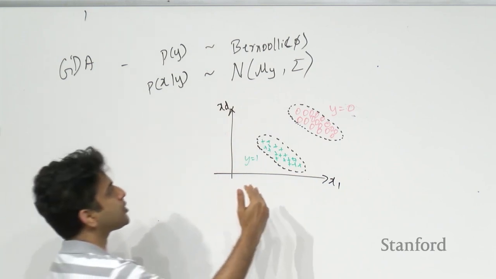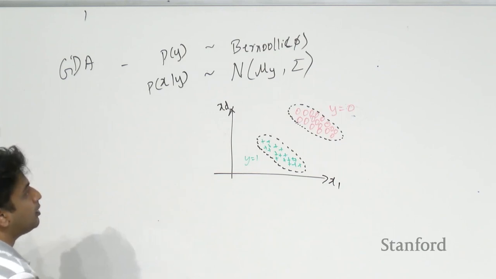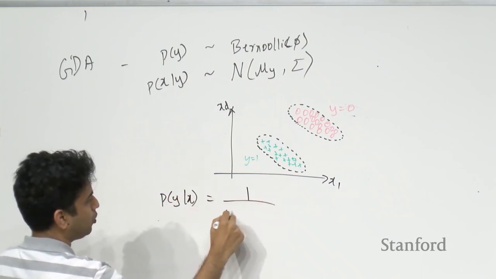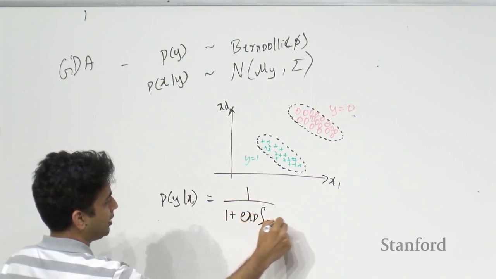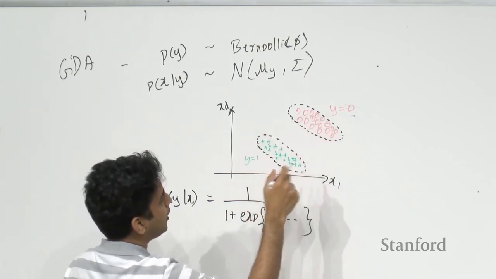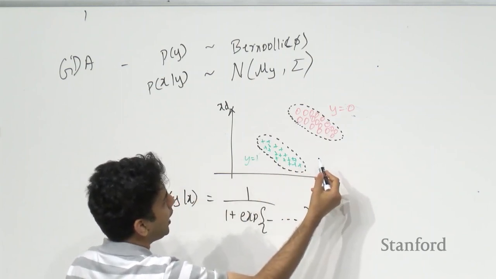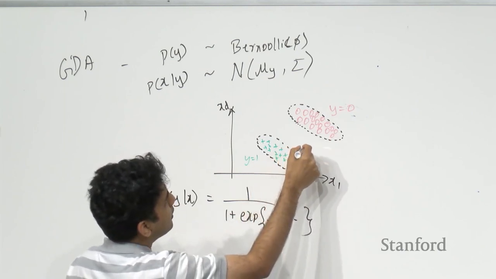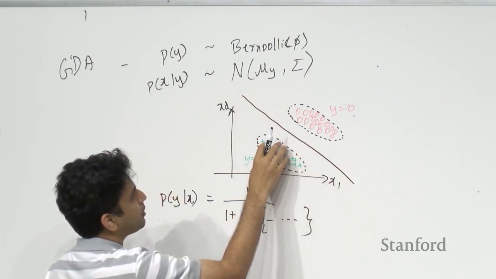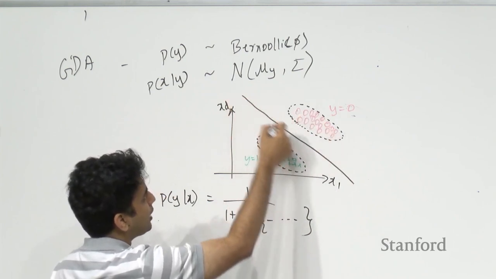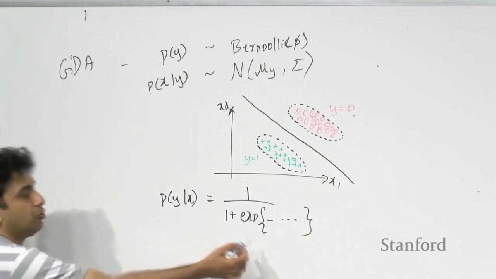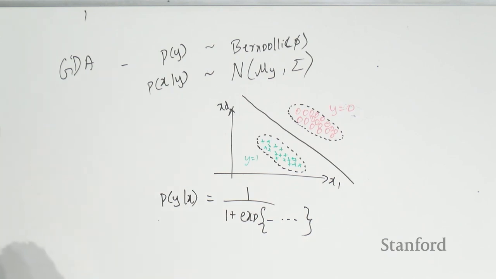And because of this equal covariance, the posterior p of y given x takes a form of 1 over 1 plus exponent of minus something. It's easy to see that if both have this equal covariance structure, and suppose both have an equal number of examples, then the set of all points that get equal likelihood from the class 1 Gaussian and the class 2 Gaussian is going to be a straight line. That corresponds to a form which can be expressed as logistic regression, because in logistic regression we also got linear separating boundaries.